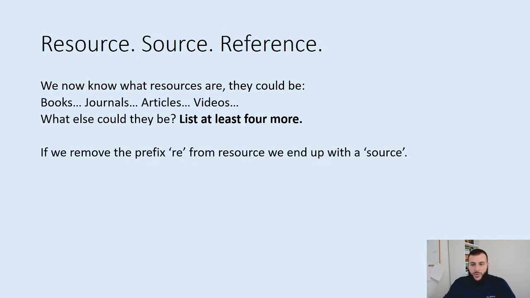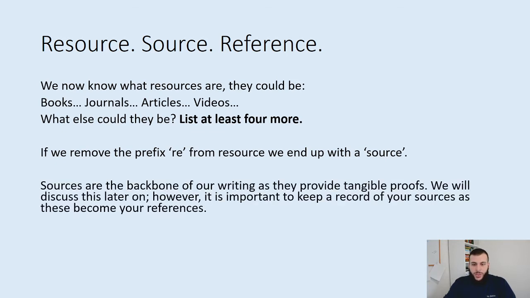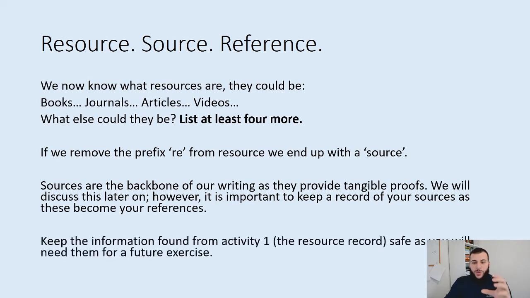Now, if we take the word resource and remove the prefix re, we end up with the word source. Now, sources are the backbone of your writing. So this is how the library skills kind of interlink with your academic skills. It's this bit here. Sources are the backbone of your writing. They provide real proofs. They provide handheld, touchable proofs, okay, which we're going to talk about later on. But it's really important to keep a record of these resources as they become your references. We're going to do an activity in your workshops called the resource record activity, and make sure when you do this activity, you keep your resource record in a safe place.